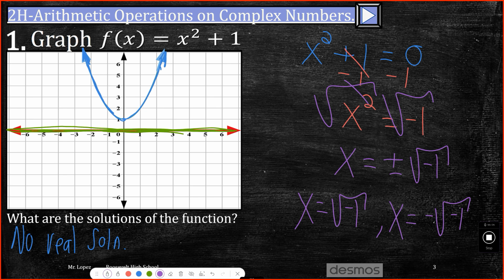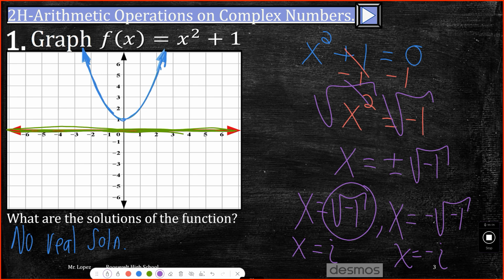So whoever came up with this, just by definition, defined the square root of negative 1 as an imaginary number called I. So x equals I is a solution, and x equals negative I is another solution. So these are two solutions. So it has two imaginary solutions.